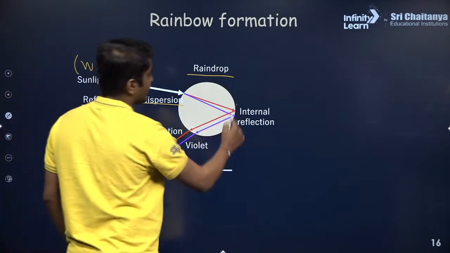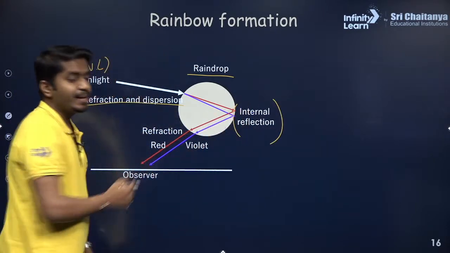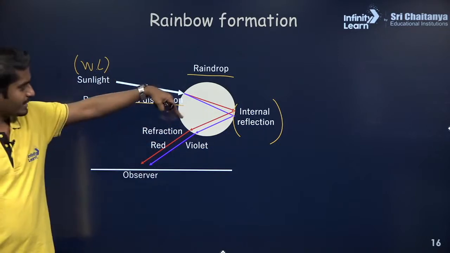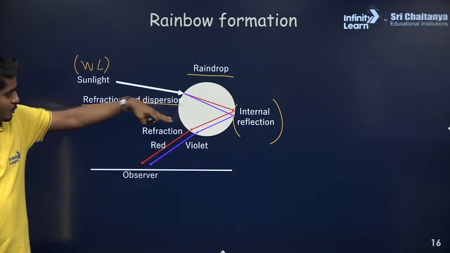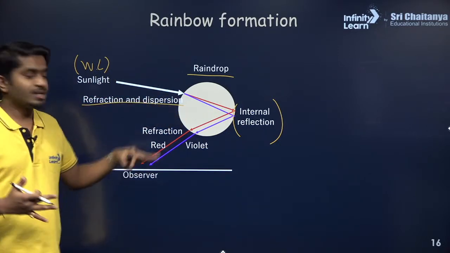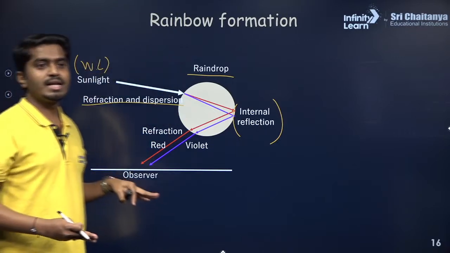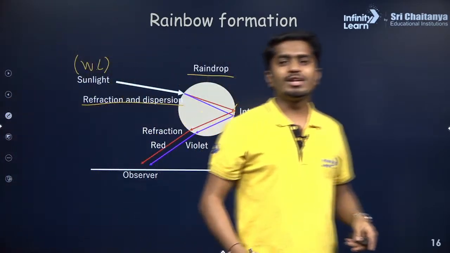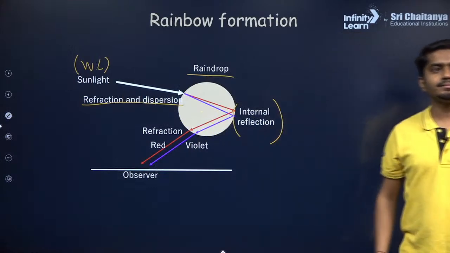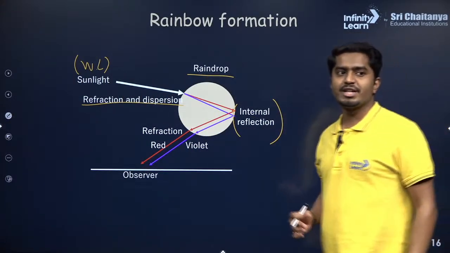Then there is an internal reflection and light is bending backwards, correct? And again there is a refraction. So these different colors separate. So that is what happens in the rainbow. By the way, do you know what is critical angle and total internal reflection?